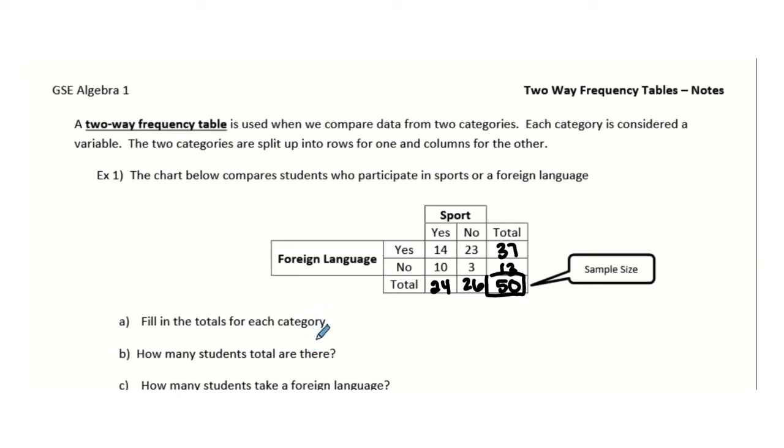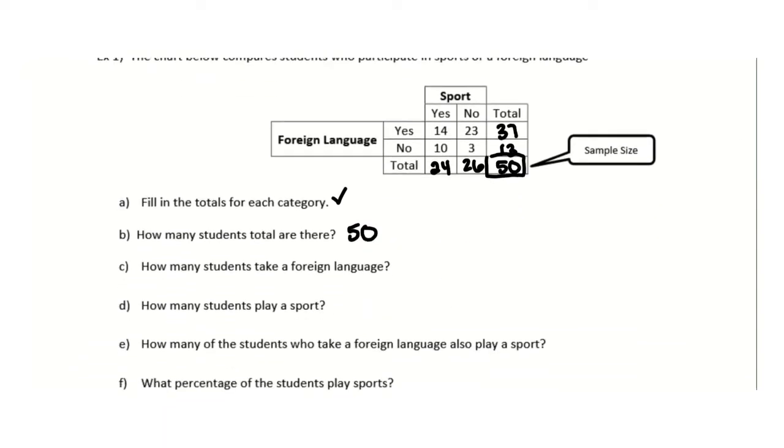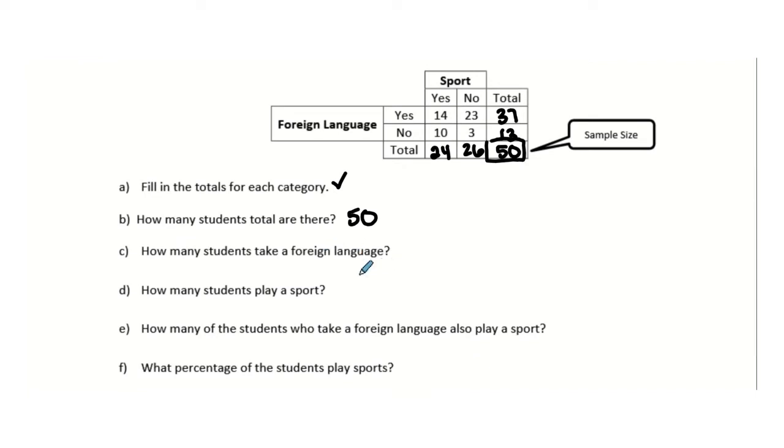Part A says fill in the totals for each category. We just did that. Part B says how many students total are there? Well, that's our sample size, so that's 50. The next question is how many students take a foreign language? So the total for yes for foreign language is 37. Why don't you go ahead and pause the video and see if you can answer the other questions that are here.